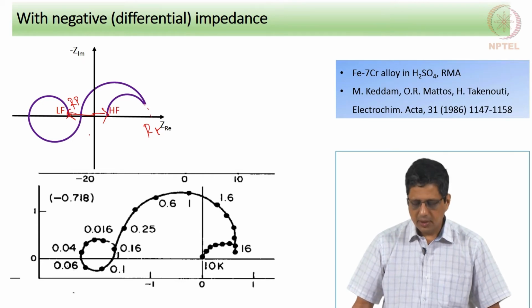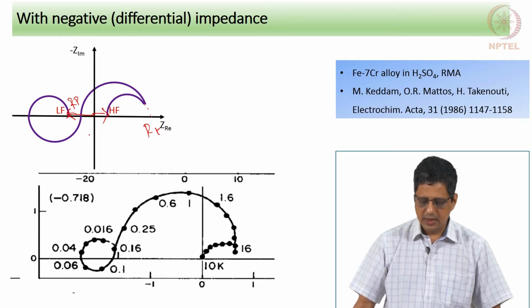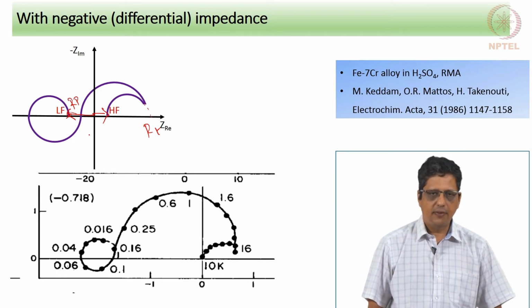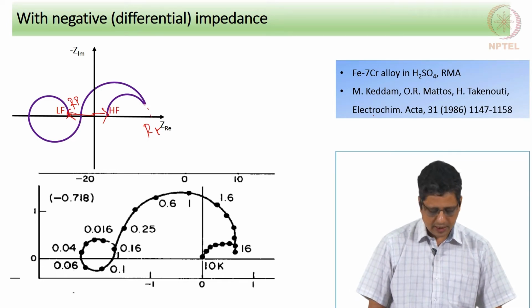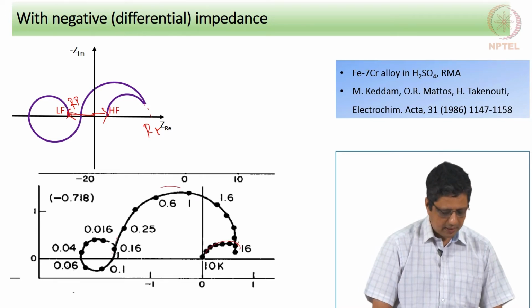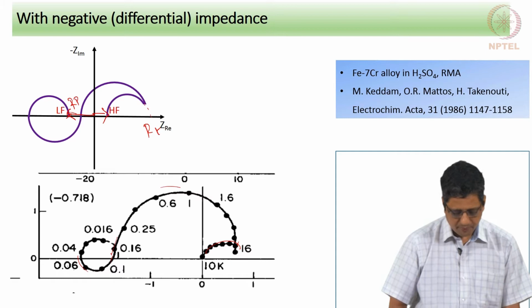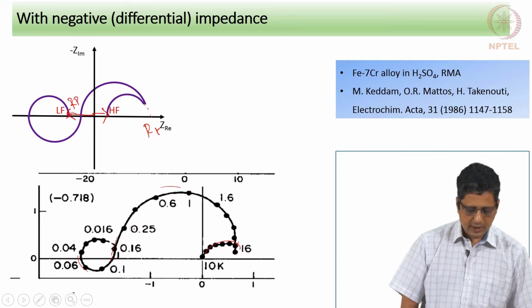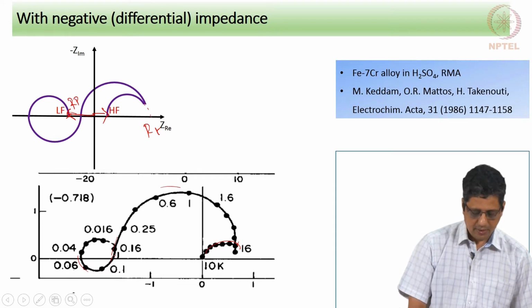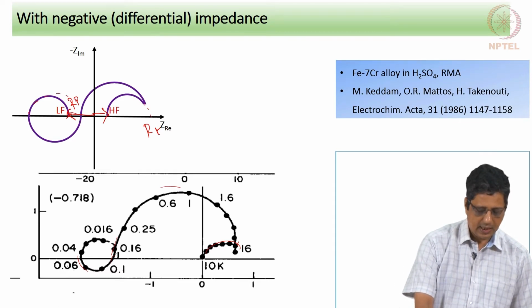This was seen in iron chromium alloy dissolving in sulfuric acid. As I have mentioned before, this publication has shown quite a variety of patterns, published by Professor Keddam's group in 1986: a capacitive loop followed by a capacitive loop with negative resistance, polarization resistance, an inductive loop followed by a capacitive loop. They have taken data up to 16 millihertz, presumably if you extend it, it will settle somewhere here. So, it actually extends like this and settles somewhere here.